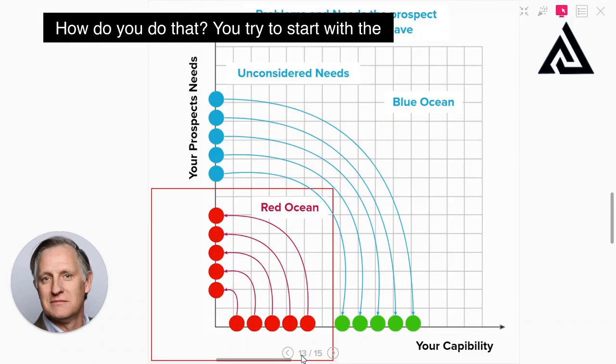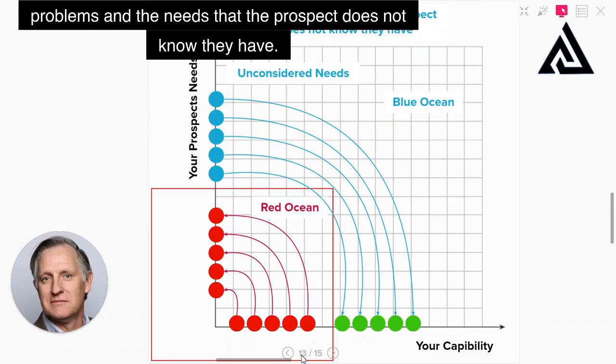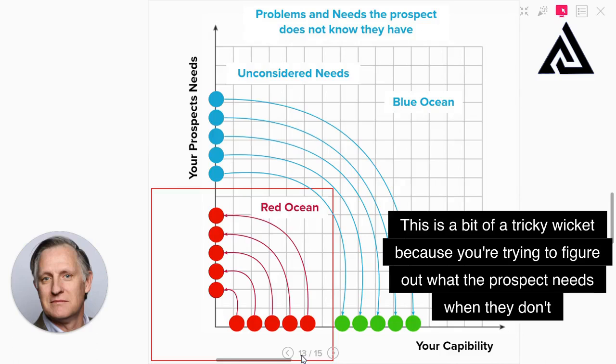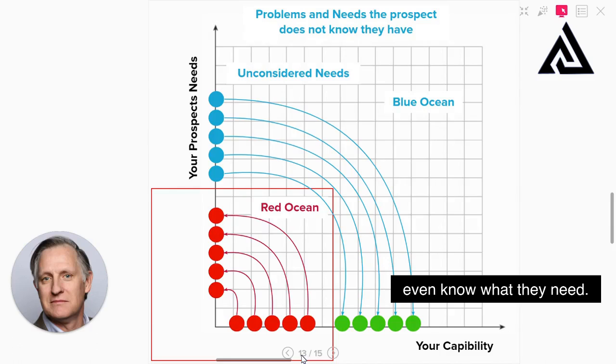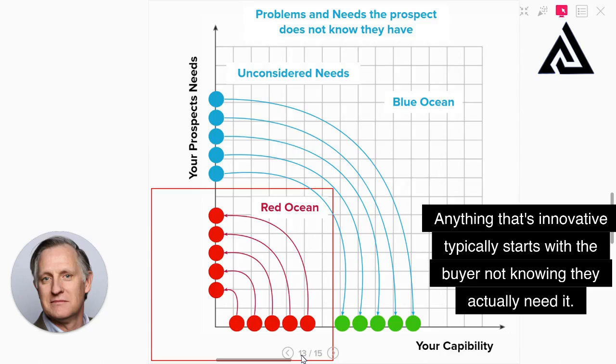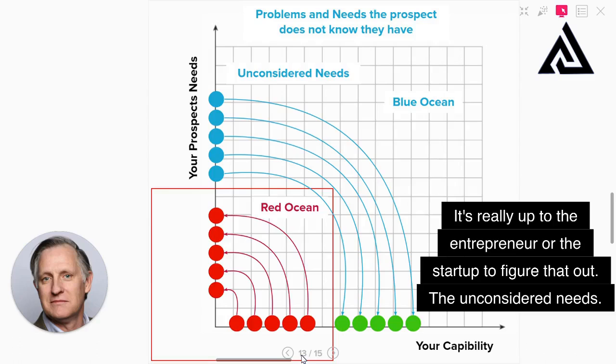You try to start with the problems and the needs that the prospect does not know they have. In other words, you've got to uncover the unconsidered needs. This is a bit of a tricky wicket because you're trying to figure out what the prospect needs when they don't even know what they need. But this is essentially how innovation works. Anything that's innovative typically starts with the buyer not knowing they actually need it. It's really up to the entrepreneur or the startup to figure that out, the unconsidered needs.